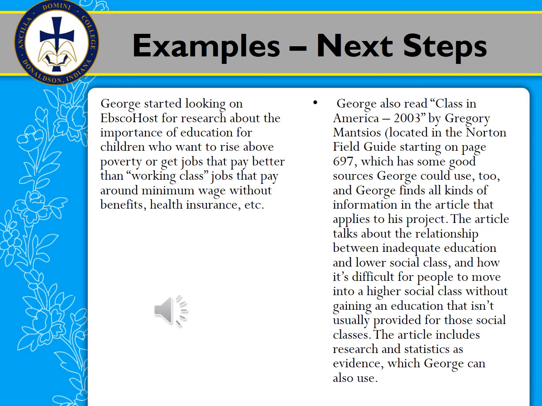And George found in that article all kinds of information that applies to his project. The article talks about the relationship between inadequate education and lower social class, and about how it's difficult for people to move into a higher social class without getting that really good education, but that really good education usually isn't available or provided for people in working class or poverty or even many middle class societies. So the article also has some good research and statistics and lots of good evidence, lots of good materials that George can use, and it's going to lead him to some other good resources as well. And that's important that you find good research that will lead you to other good research.